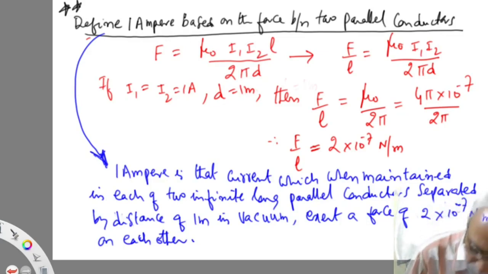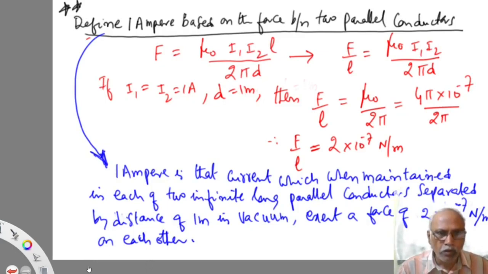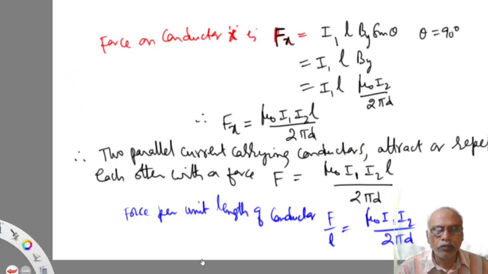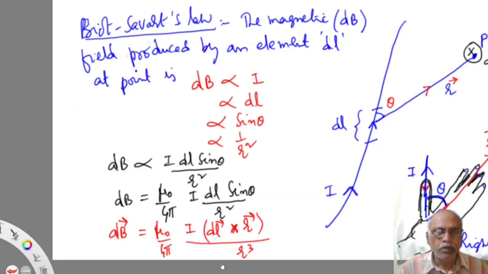Okay. Then after this, yes, this is force between two parallel conductors. Then force per unit length. Based on this, we define 1 ampere of current. After this, we did Biot-Savart law.